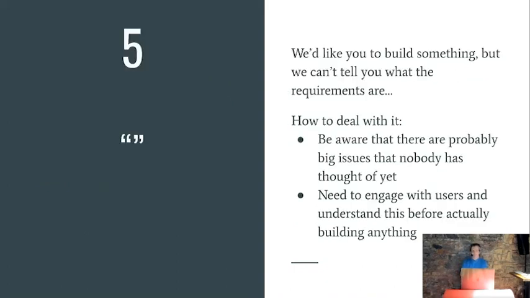And number 5, you may well have seen this one before. We'd like you to build something, but we can't tell you anything more about it. We might give you a 2 or 3 word headline. There, we want to build this feature next, but we don't know what it means. And when you get a requirement like this, we need to be aware that there are almost certainly some big issues associated with it that no one's thought of yet. It might be that they're expecting you to do it. You need to engage with the users and understand what they actually are thinking of before you build anything, because a really vague high-level idea is not a user requirement that tells you what a user really needs to do and why.